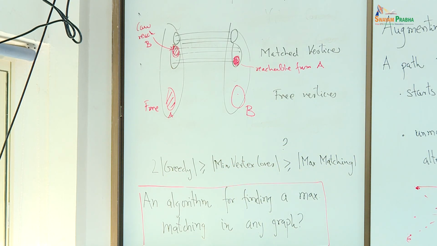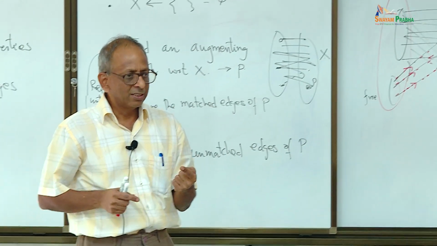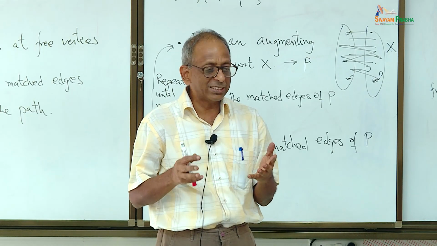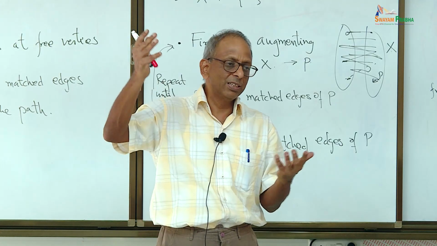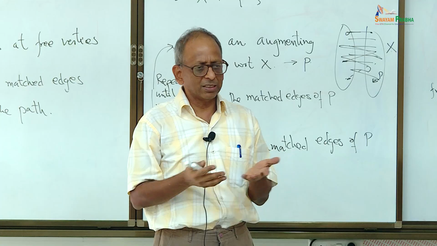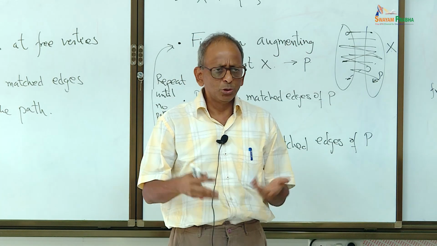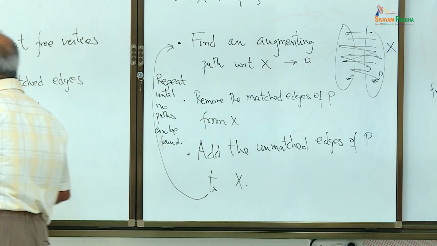So how to find the augmenting path? Each time you augment, your matching increases by 1. So how many times can you augment before you get the maximum matching? Well, if there are n vertices, you cannot augment more than n times. Good.